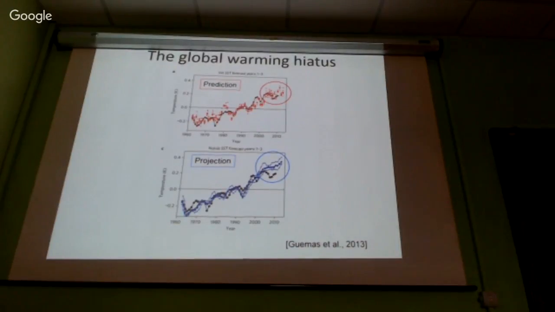And the answer is actually yes. This is another good example. Virginie Guémat and other colleagues published this article showing again the comparison between the standard projection, where no initialization is applied to a model, and a prediction. This is based on one model, I believe. It's the EC-Earth model, and the prediction is the decadal prediction where you actually constrain the oceanic state.